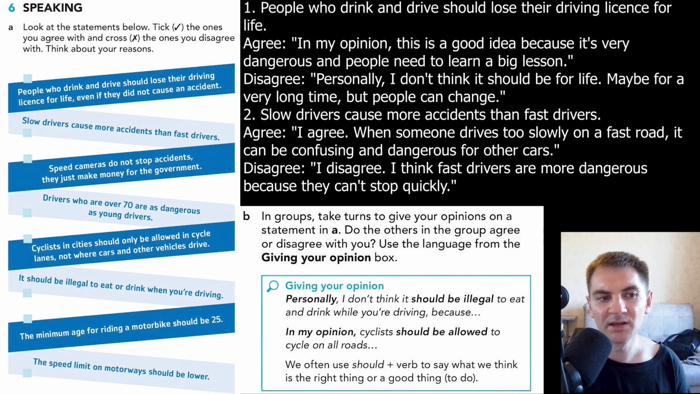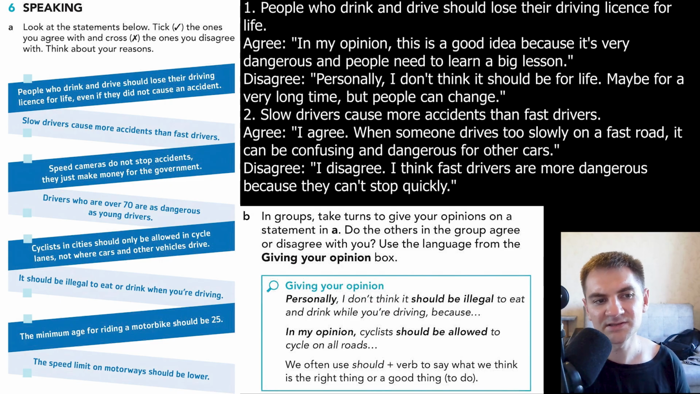Number 1. People who drink and drive should lose their driving license for life. You can agree. In my opinion, this is a good idea because it's very dangerous and people need to learn a big lesson. Or you can disagree. Personally, I don't think it should be for life, maybe for a very long time, but people can change.